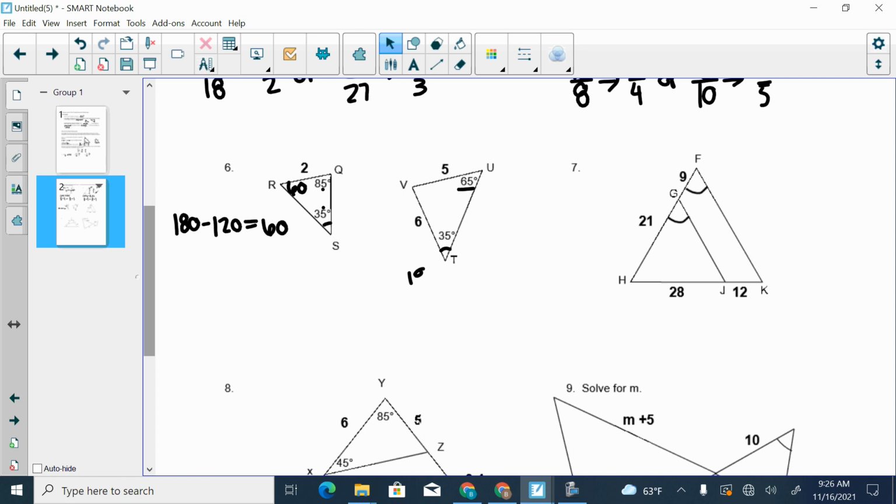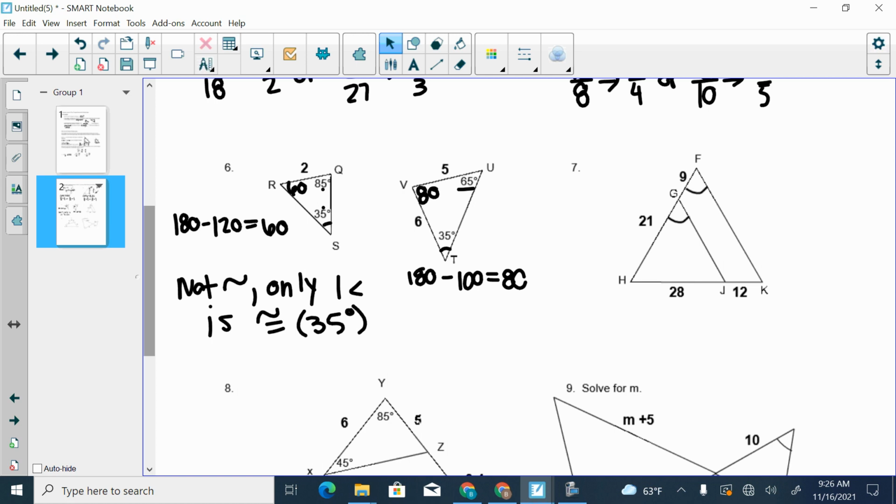I can do the same thing on this triangle, 180 minus the 2 that we were already given, which add up to 100, which leaves us with an 80-degree angle here. Therefore, we do not have two pairs of angles that are congruent. So these are not similar because only one angle is congruent, which was the 35-degree angle.